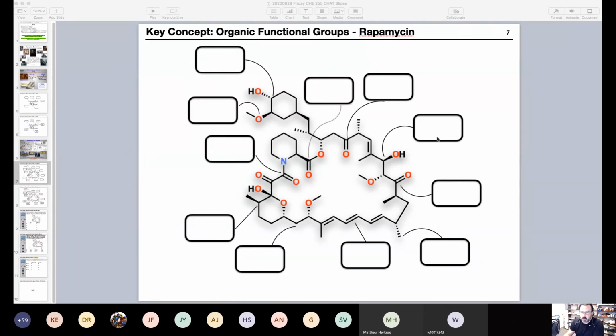So we said this was a ketone, this was a secondary alcohol. This one right here is a ketone as well, because it's carbon-carbon. This is an ester.